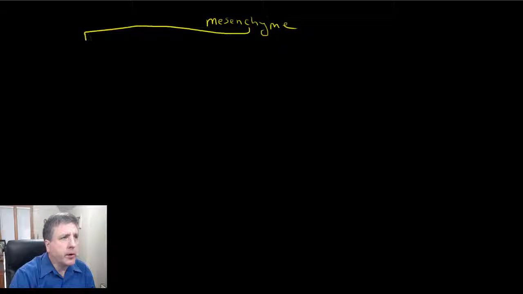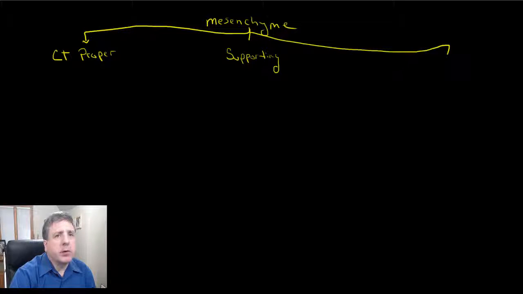So let's look over here. The first one we're going to look at is connective tissue proper, so I'll just write CT proper. We're going to have a second type, which is supporting connective tissue. And your third type will be a fluid, that's an F, really. So fluid connective tissue.